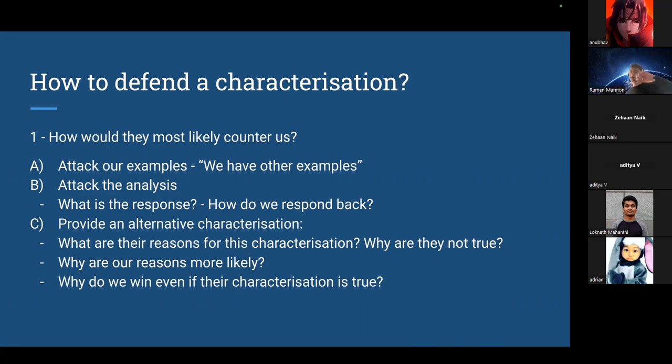The third and final thing, and this is 100% how these debates play out, is they'll provide an alternative characterization. This is where they say, we agree this could be a possible characterization, we just think our characterization is more likely, which is a totally different characterization. Here's how you deal with this. First, what are the reasons for their characterization? Ultimately what makes the characterization stable is the actual likelihood analysis they provide. Then ask yourself why these reasons are not true, or not true in the majority of scenarios, in order to respond to the reasons for that characterization.